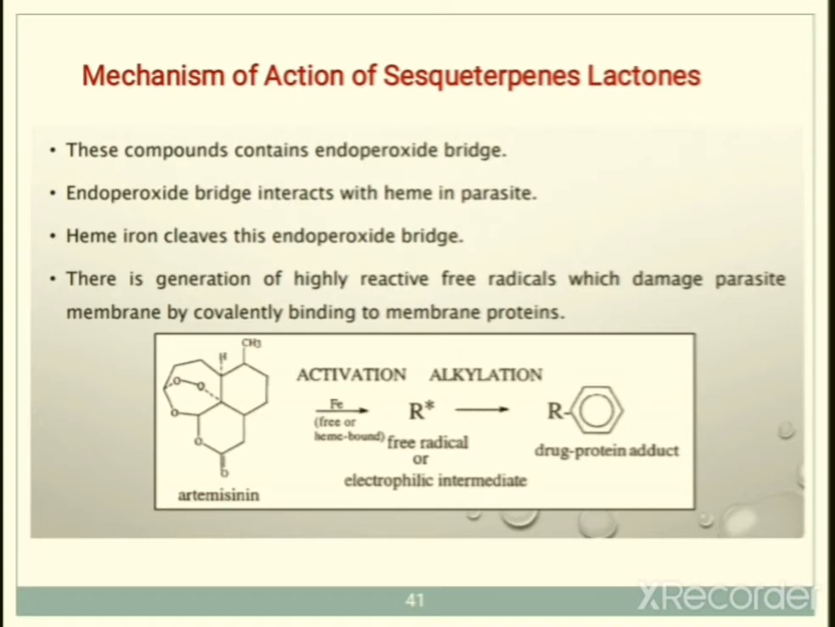So this is the mode of action shown structurally over here. You can see the artemisinin basic structure, with free or heme-bound protein. Through this, the endoperoxide bridge is broken and a free radical is formed, which is an electrophilic intermediate. Further, this interacts with particular proteins of the parasite and causes destruction or damage to the parasite. So this is the mode of action of sesquiterpene lactones.